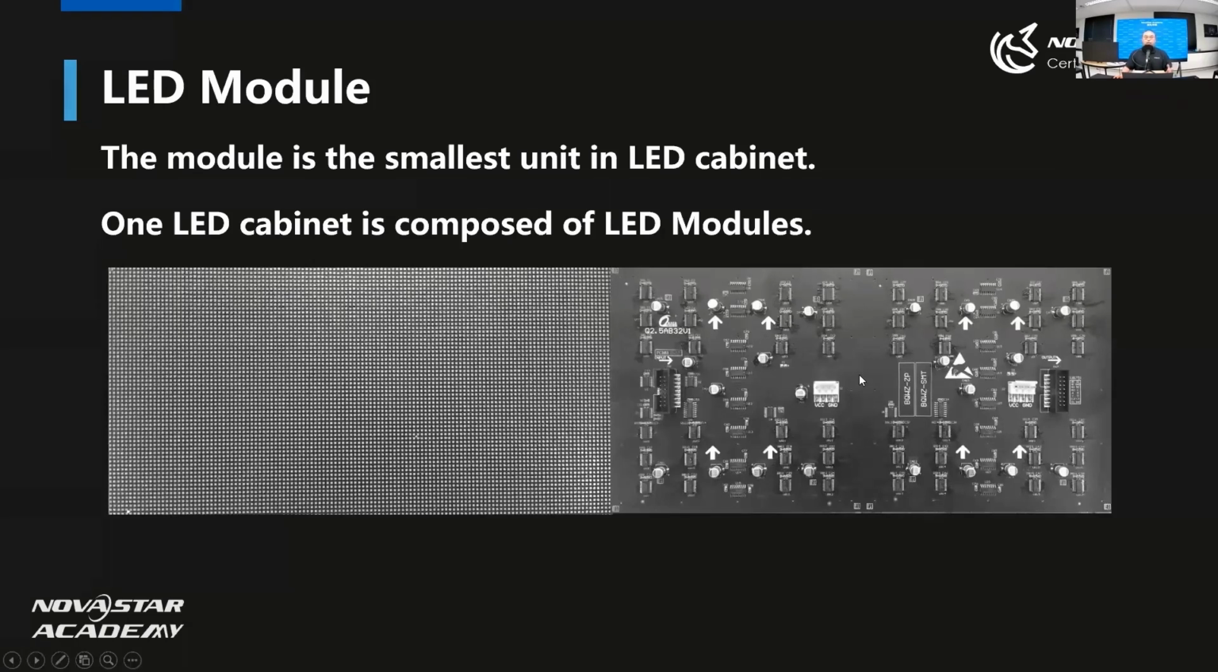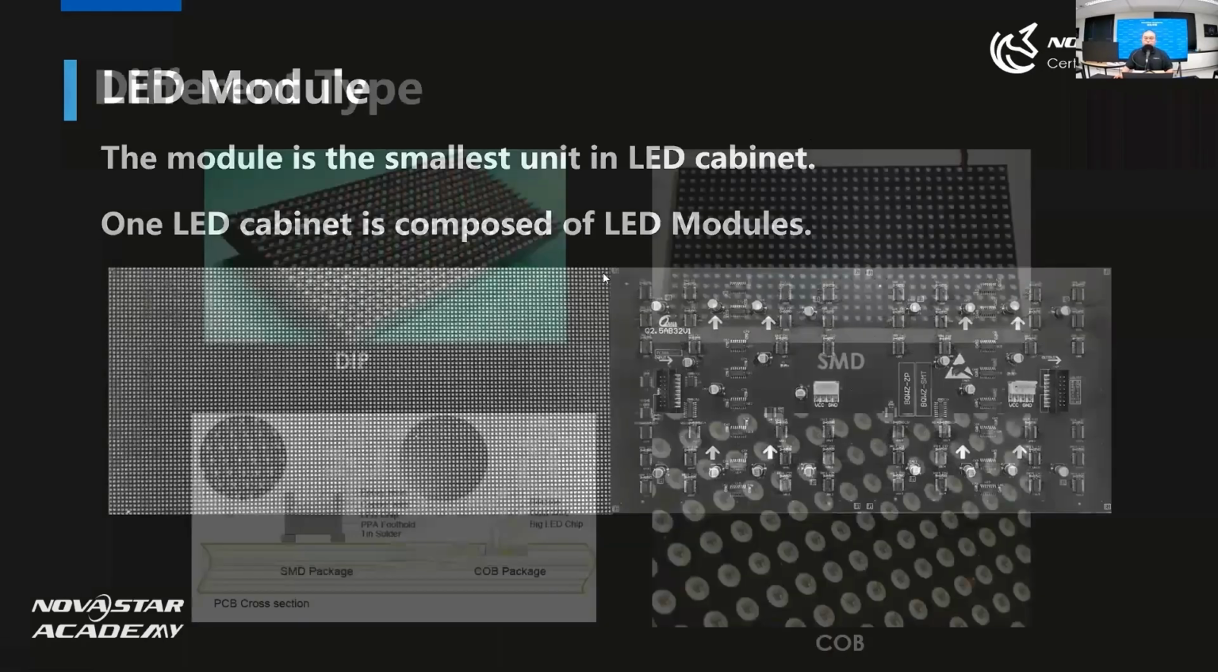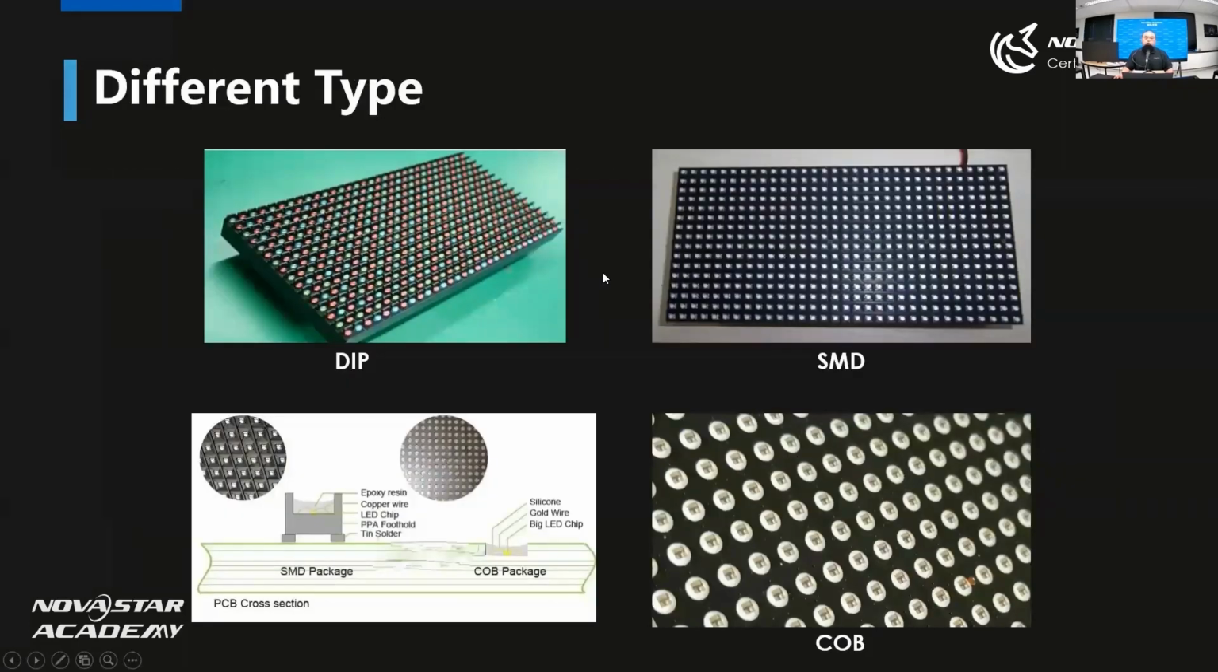One LED cabinet is composed of LED modules. Here we just show you one type of LED module, but actually in the LED industry we have the following different types. The first one we call DIP. This is an old type of LED module. Normally we use it for outdoor screens. The pixel pitch of this one is really big, like 15, 20, 22, something like this.